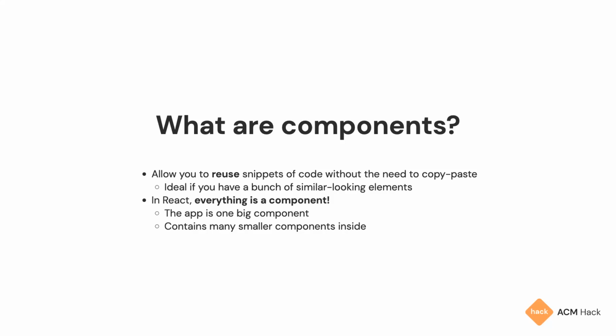So as I mentioned before, in React, everything is a component. So the app is basically one big component that contains many smaller components inside. And these components can be nested, right? So an app might contain multiple pages, and each page is a component. And then each page might contain different components within it. So this type of structure is essentially the core of React, if you think of it.